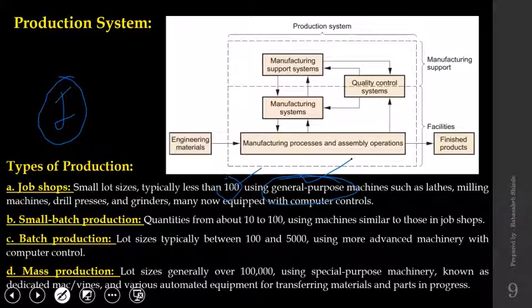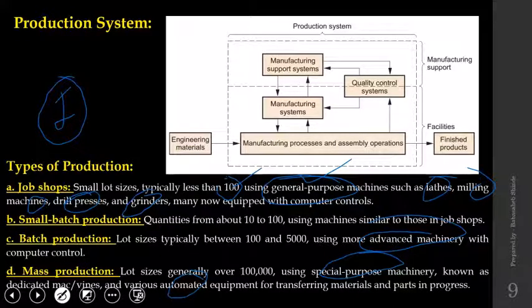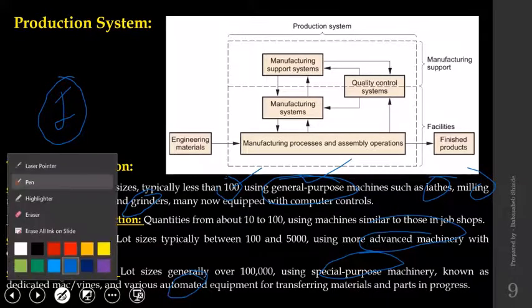So general purpose machines like lathe, milling, drilling, grinders, and similar machines would be there. We don't need to go for advanced machinery, and you don't need to even think of special purpose and automated machineries. Okay, what is the difference between all those productions?